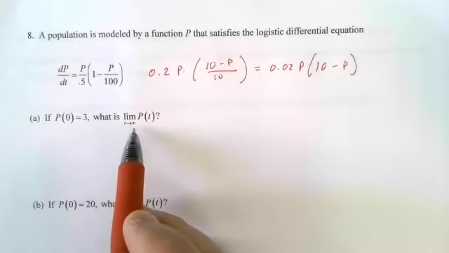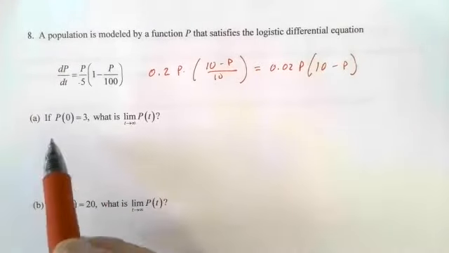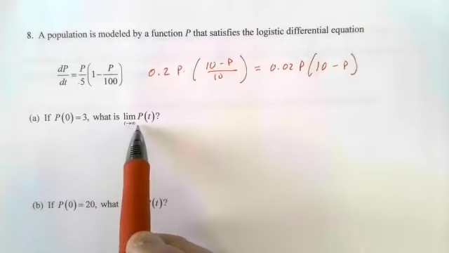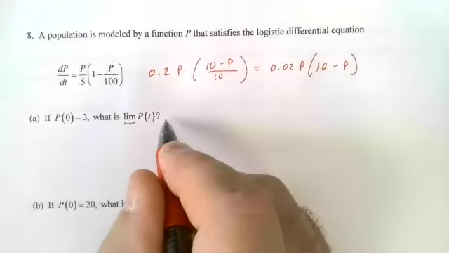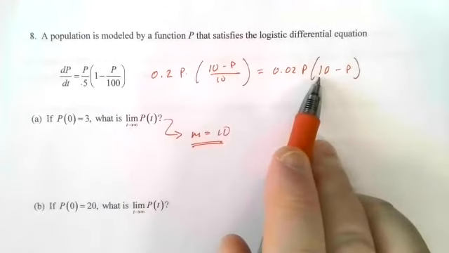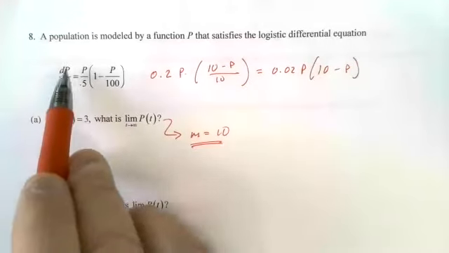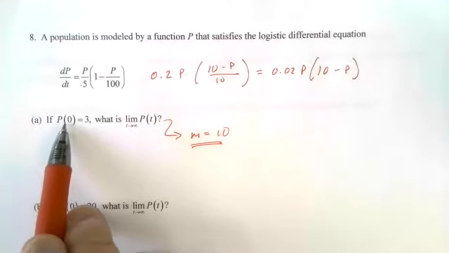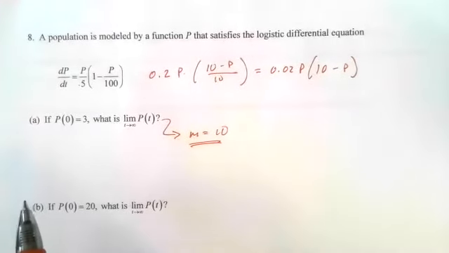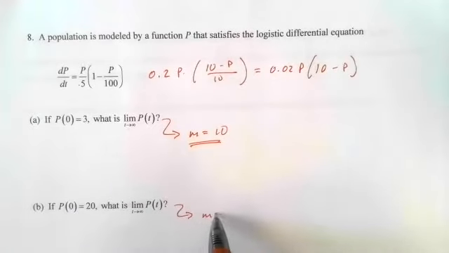If p naught equals 3, what's the limit as t goes to infinity of p of t? p naught equals 3. I don't think that matters at all. What's the limit as t goes to infinity of p of t? 10. The max is 10, because that's what that is right there for a logistic equation. That's the max. You can never get bigger than that. This is dp/dt. They're asking about the actual value. It starts at 3. Doesn't matter where it starts. This equation tells me the max is 10. Same thing here. Hey, it starts at 20. It's going to come back down to 10.